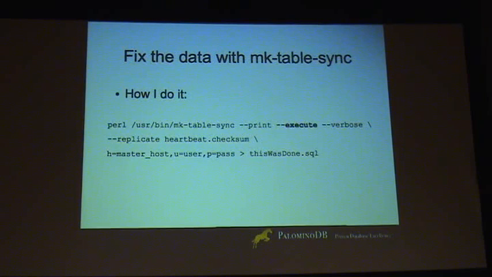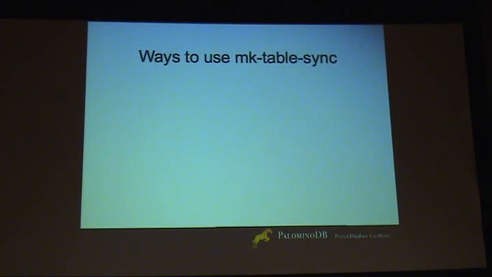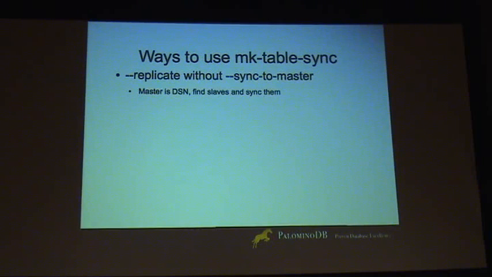This one that you saw with the H equals master host, that's called a DSN. I forget what that stands for, but basically, data source name. It's like a standard in the industry, and certainly standard within MySQL, within Maatkit. So replicate without sync to master. The master is the DSN, find the slaves and sync them.